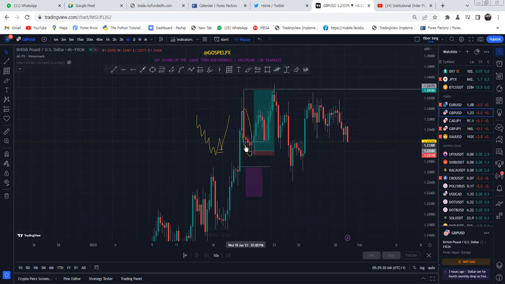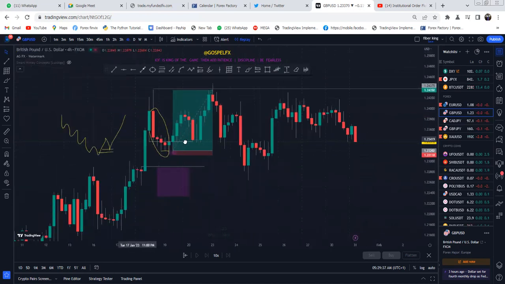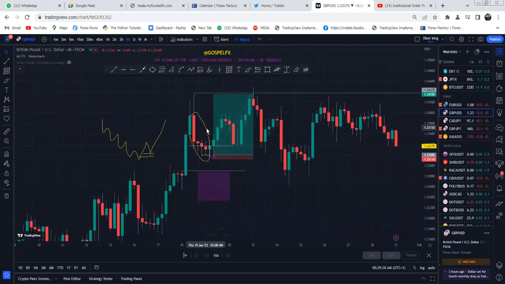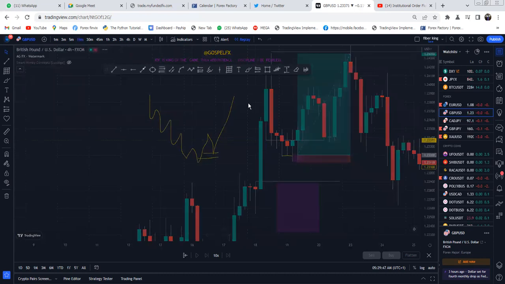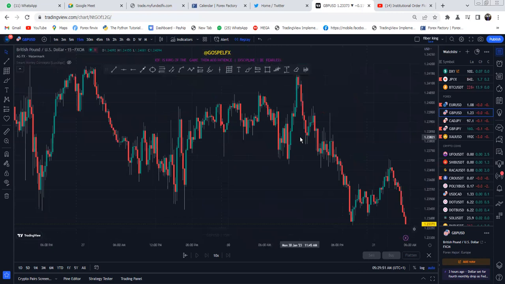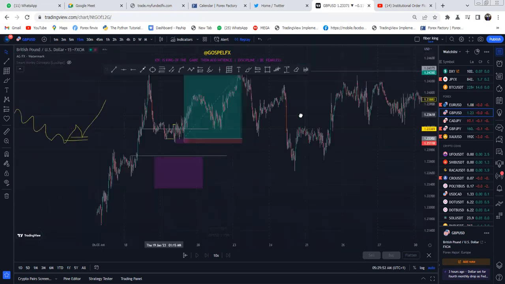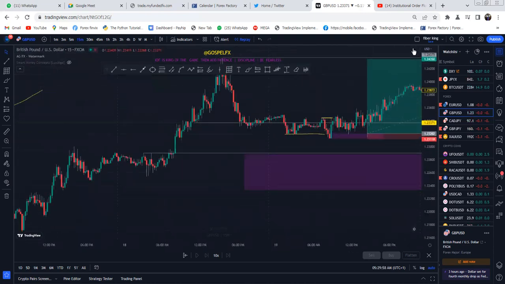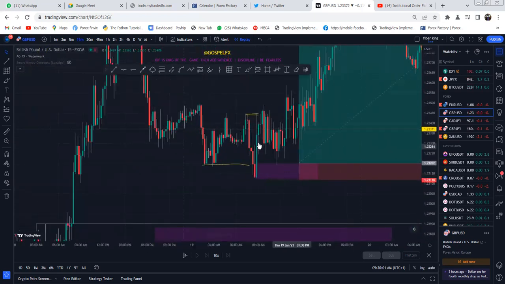Know that price is fractal. What has happened here can happen on a daily. If you see this, just forget about the 4-hour. This can still be the daily time frame, it can still be the weekly time frame, it can still be the 1-hour time frame. Just know that once you identify your fair value gap from a higher time frame, you just have to go down to a lower time frame to see a confirmation. You need a confirmation before you enter your trade.